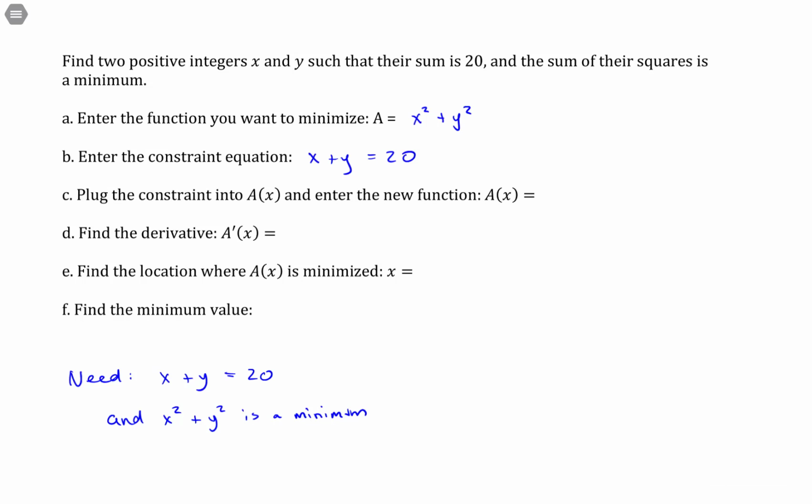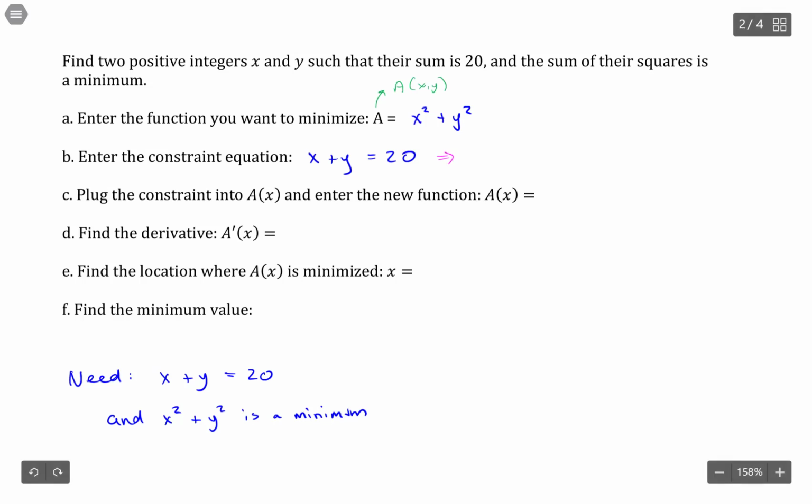All right, plug the constraint into A of x and enter the new function A of x. Okay, because right now this function is A of x, y. It's a multivariable function, which we don't know how to deal with currently. We need to rewrite the constraint in such a way that we can plug it into our original equation and get it down to just two variables, the input variable and the output variable. And that's easy to do.